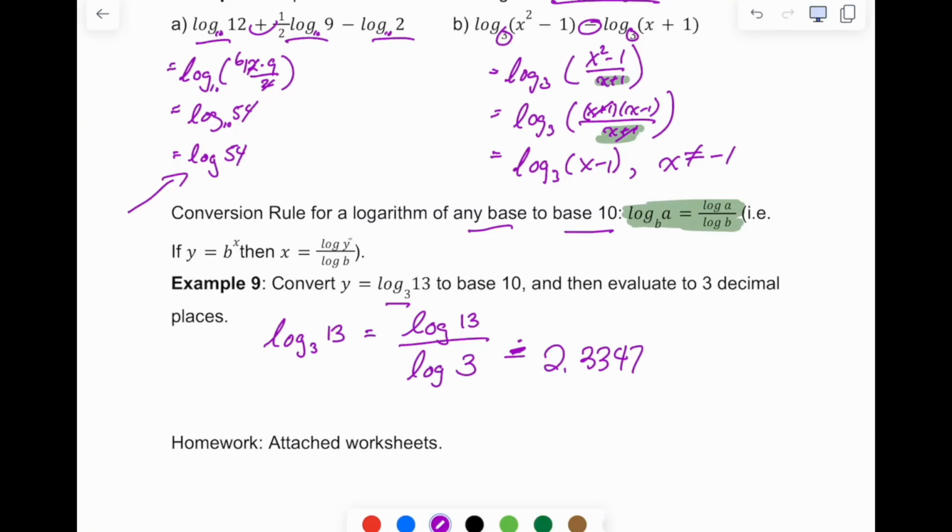All right, so there's our lesson on logarithms. I'm hoping that it was somewhat clear and hopefully definitely helpful.